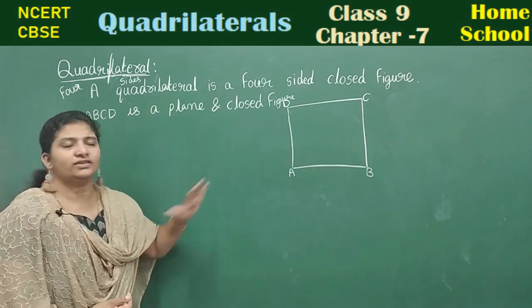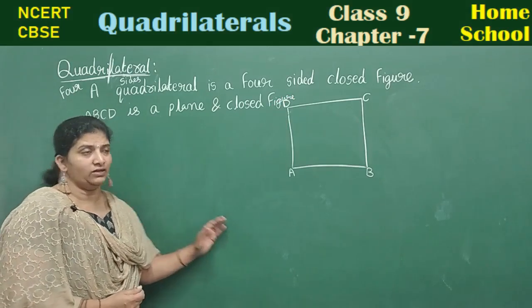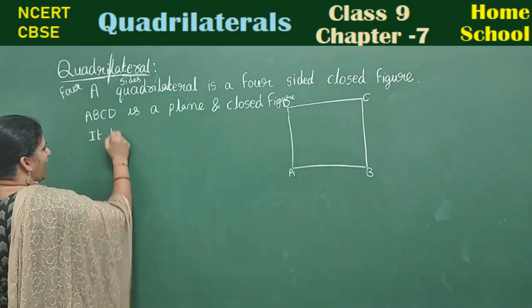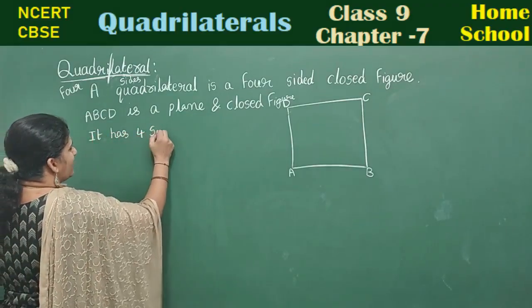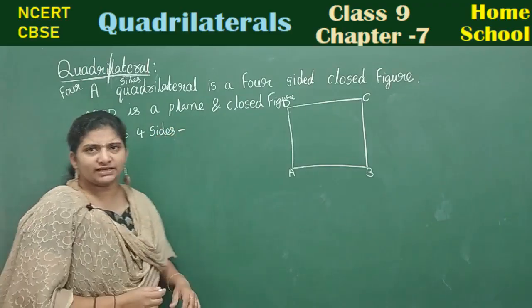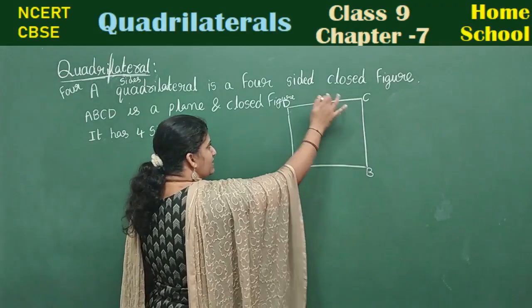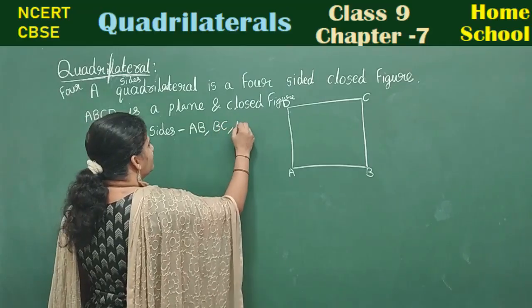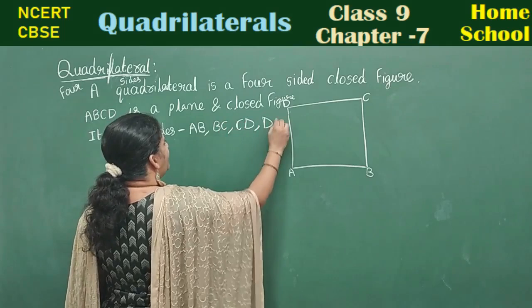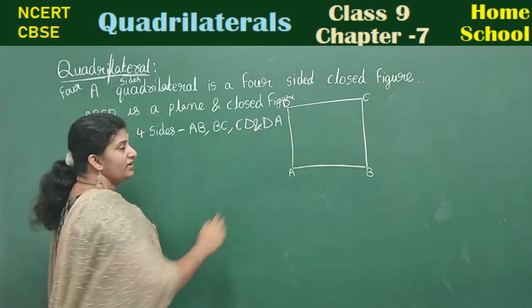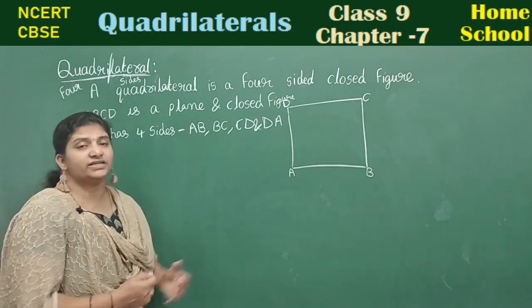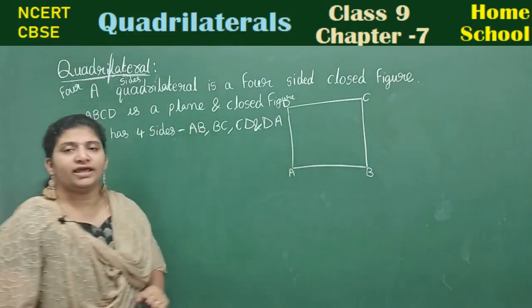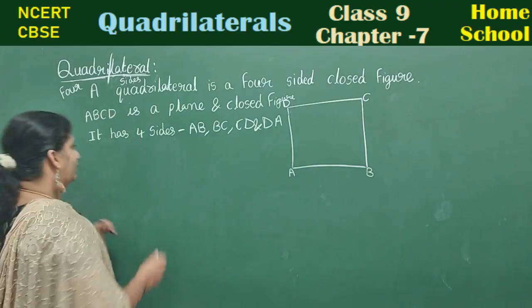Now, what are all the things we need to understand in this quadrilateral? What does it have? It has 4 sides. What are the 4 sides? Identify. AB, BC, CD and DA. These are all sides. Then coming to vertices. How many vertices will it have? 1, 2, 3, 4. There are 4 vertices in the given quadrilateral.